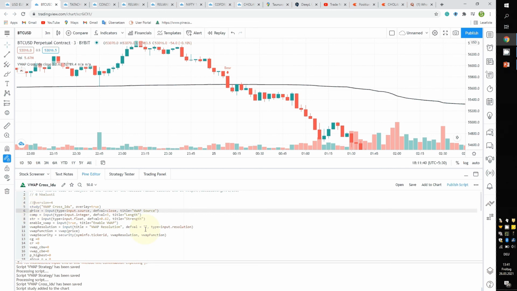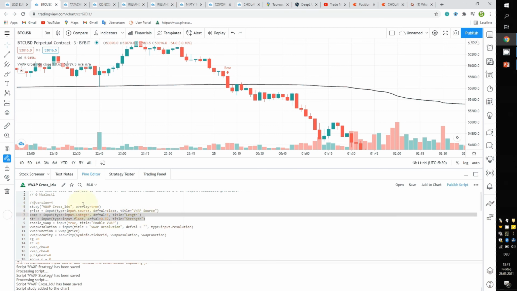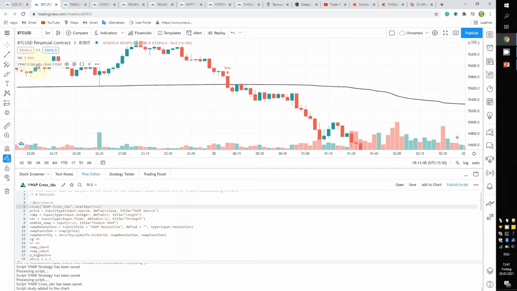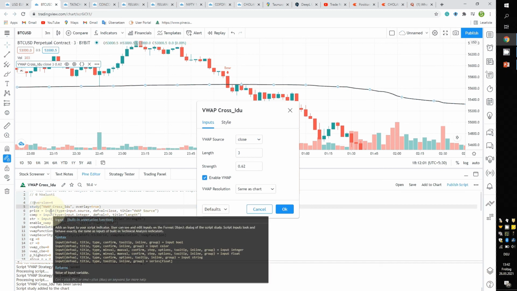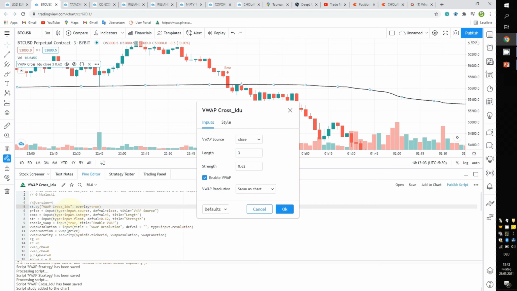And just to give you an overview of how it looks in Pine script: once you implement this, you can go to your indicator. You can see it has already been added to my script. Then you need to come to this part which says settings, click on it, and then you can see this price, comp, and str over here. So once you define something as an input function, you then need to define what type of input it is.